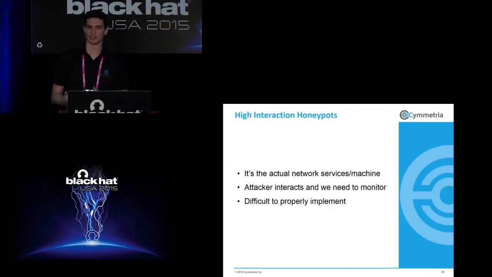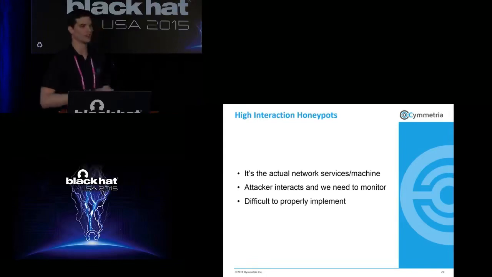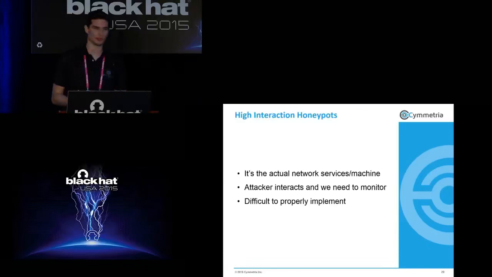High interaction honeypots are essentially getting the real system working, but then figuring out a way of how to monitor that network service or the things that the honeypot is servicing. And that's a very difficult thing to implement because then you're sort of walking in the path of regular security anomaly detection, because you're trying to understand what's the bad thing and what's the good thing. So it's pretty difficult.